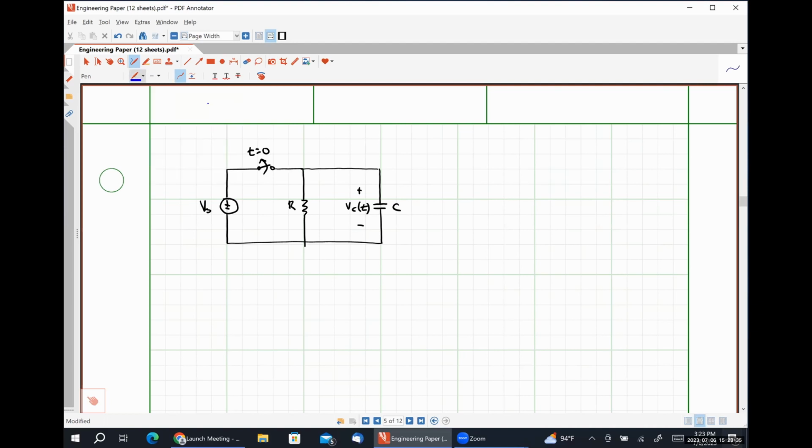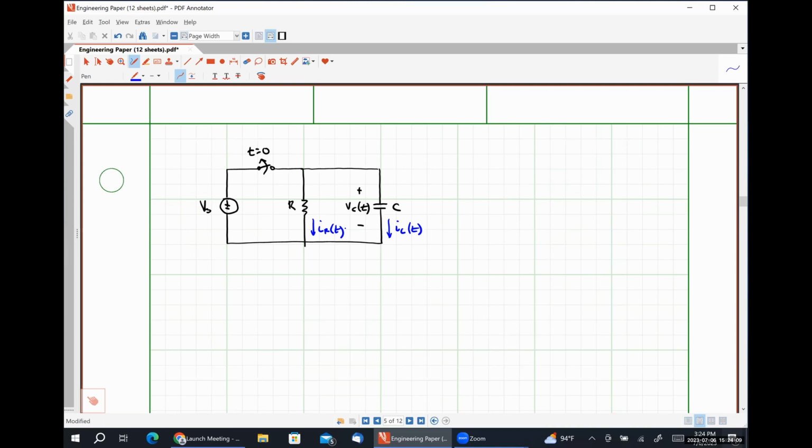And then secondary things might be the current flowing through our capacitor, or the current flowing through our resistor. The voltage drop across our resistor is literally going to be the exact same thing as the voltage drop across our capacitor, so I'm not going to bother rewriting that one. They're in parallel, so it has to be.